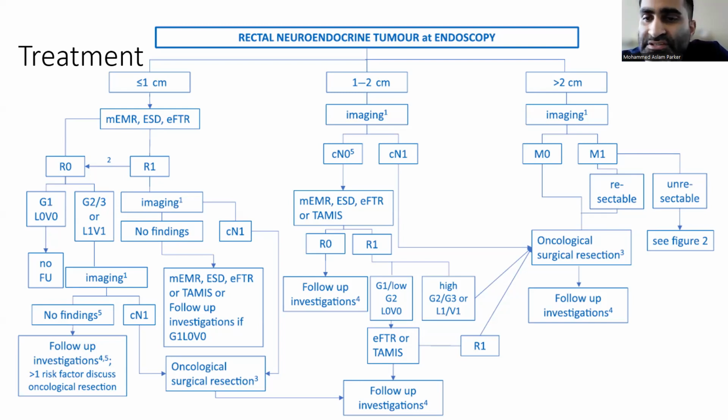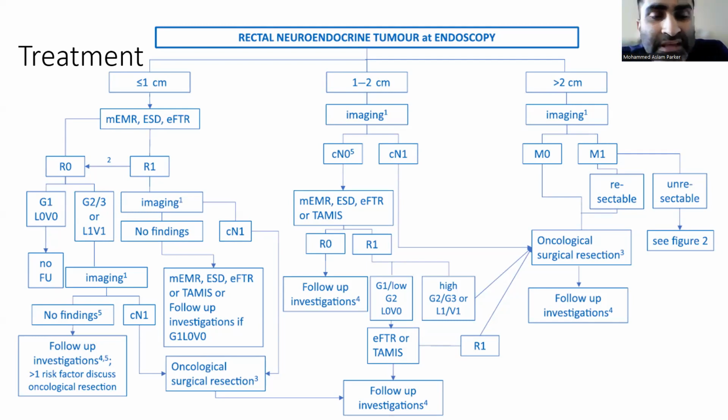For an R0 resection of a grade 3, you would then do 3 monthly MRIs for 2 years, followed by 6 monthly MRIs for 5 years, and 6 monthly sigmoidoscopy for 2 years, followed by yearly endoscopic investigations for 5 years. And then again, there's a recommendation of doing your PET scan initially and then after 12 months.